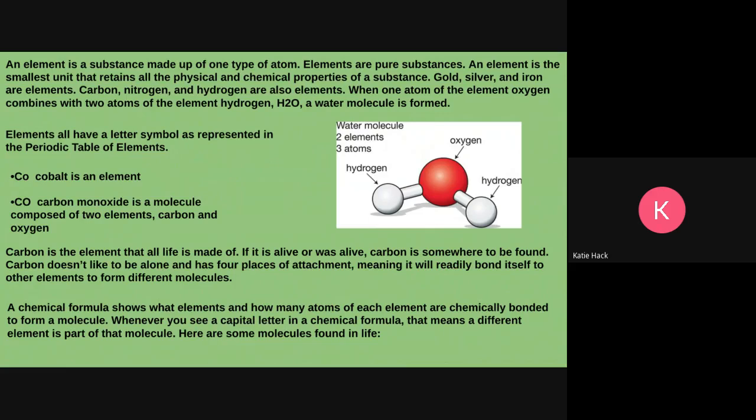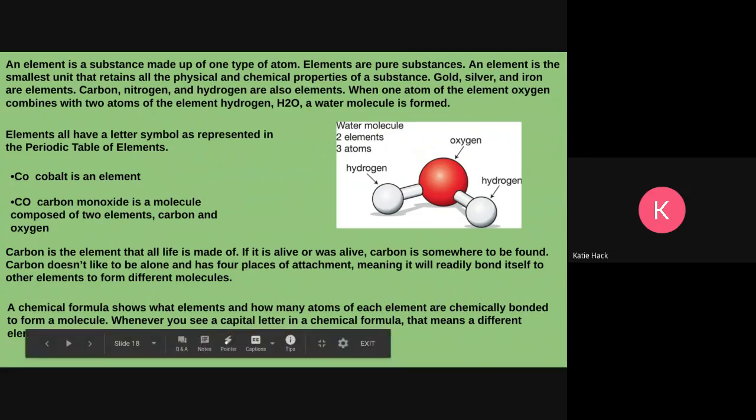Elements are going to have a letter symbol, and that's represented by a capital letter. Some elements will have a lowercase letter attached to it as well. So don't get confused by capital C, lowercase o, because that would be cobalt. But capital C and capital O is going to be carbon monoxide, because the capital letter lets you know that it's a new element.